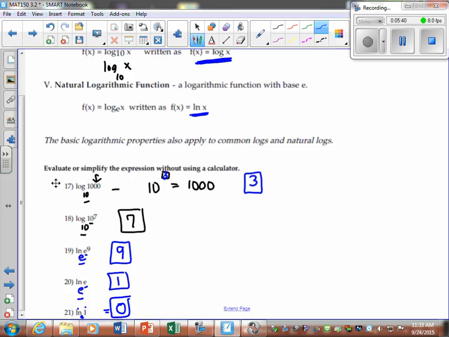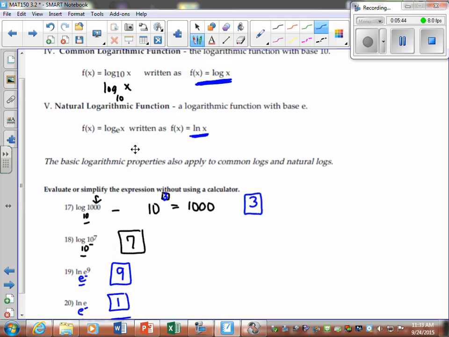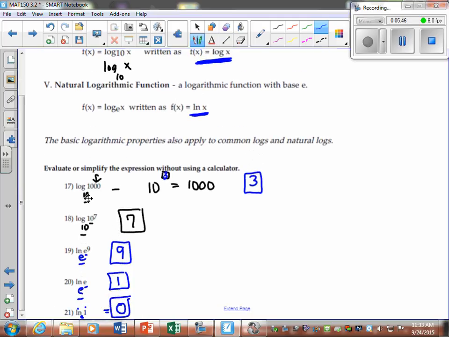So basically what we did in 17 through 21 is we practiced with the common logarithms because the known base wasn't shown. Although we know it's there, it wasn't shown. And then we used our properties to evaluate the expressions because it told us not to use a calculator.